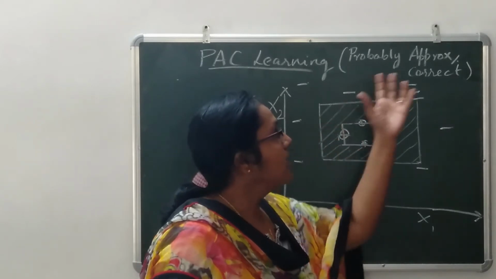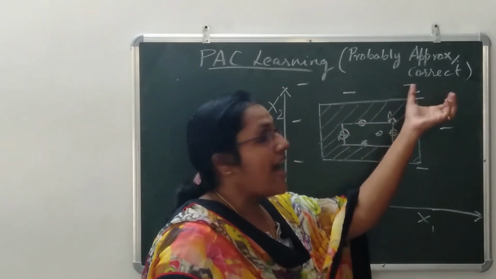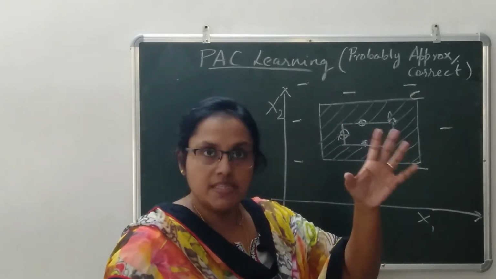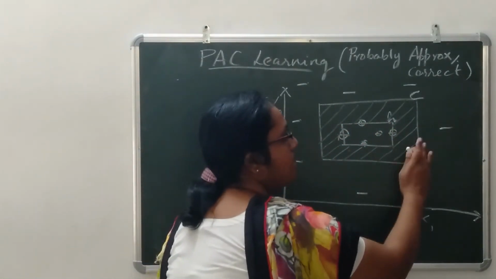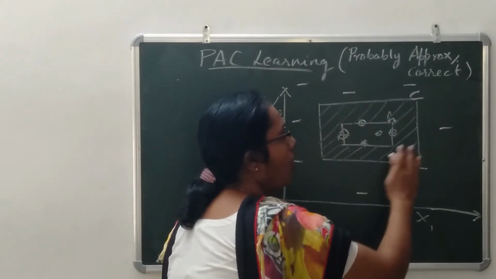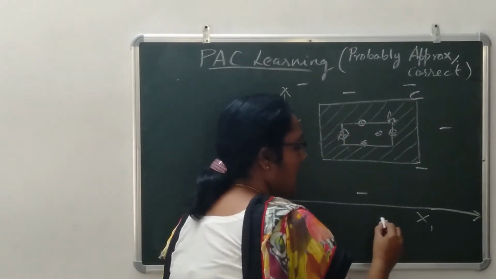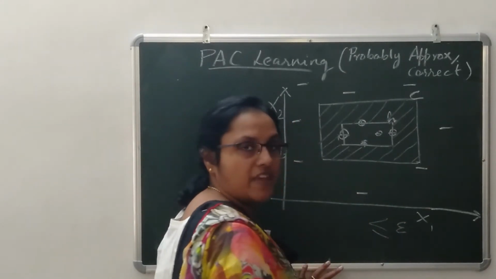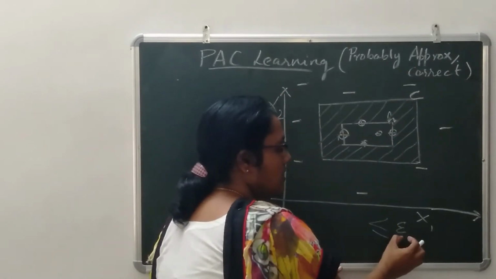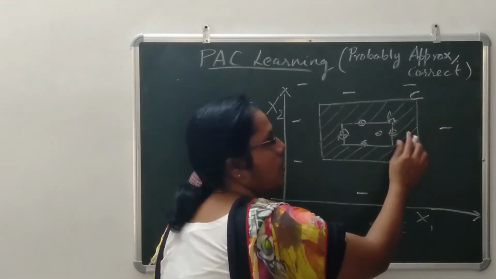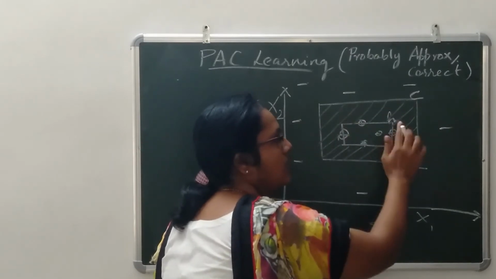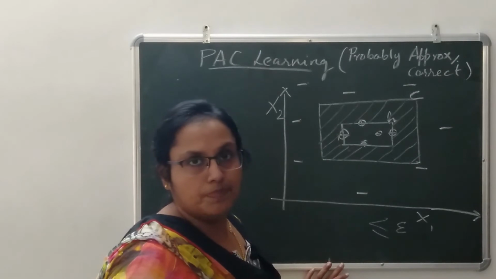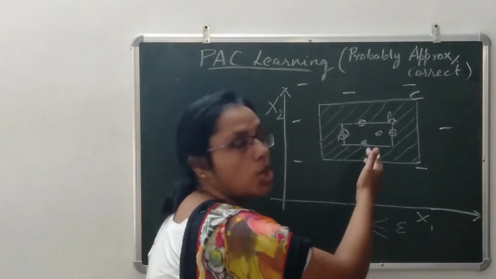Now when is L a PAC learner, an algorithm a PAC learner? Very simple, if the number of examples that will fall in this particular area is less than or equal to epsilon, this epsilon has to be fixed. So if this area is as small as possible, then the learner is a PAC learnable algorithm. If not, it is not.